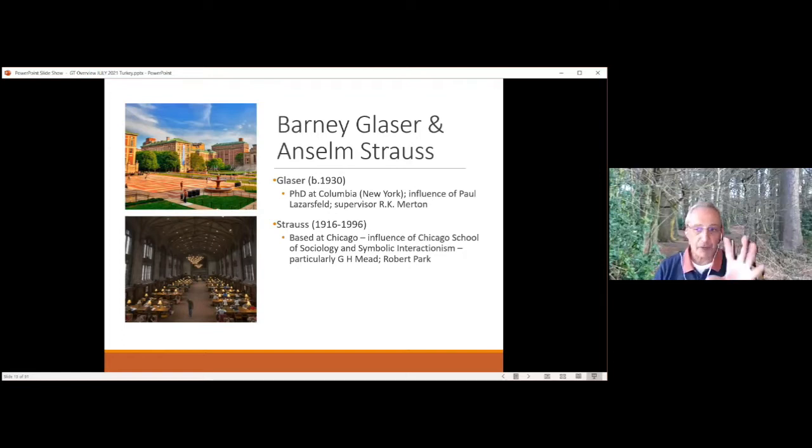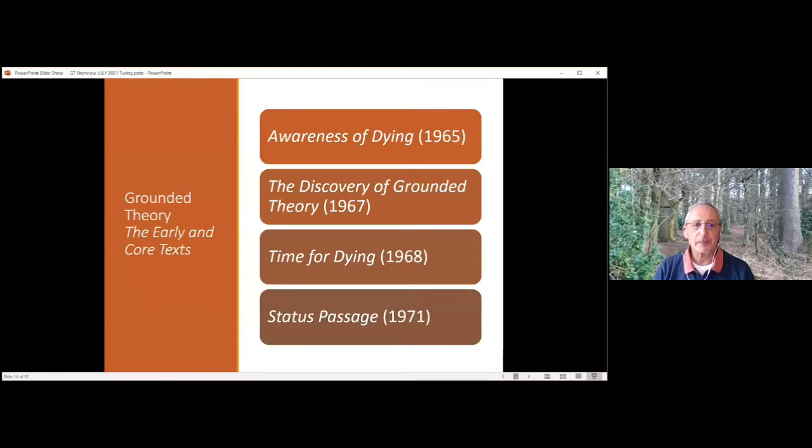So Strauss comes from a more sort of interactionist, symbolic interactionist, constructivist type background. Glaser from a slightly more hard social science type background. And they produce these early texts. And these are the core texts.